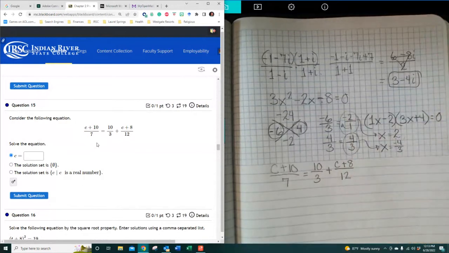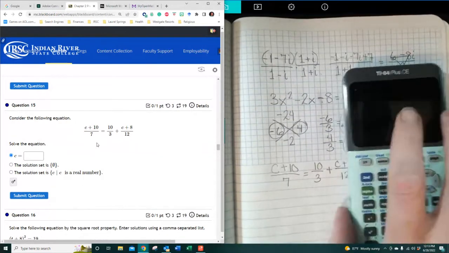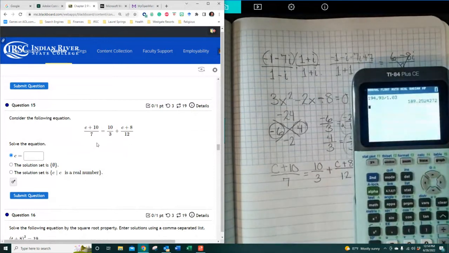Now, there are multiple strategies you can use to find out what the LCD is. What I'm going to do here is purposely select ones that won't work. I'm going to multiply 7 times 3 and see if 12 can go into it. And I know it can't, by the way. All right, so it doesn't work.